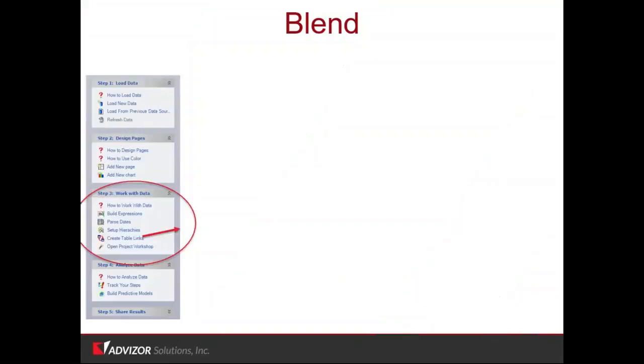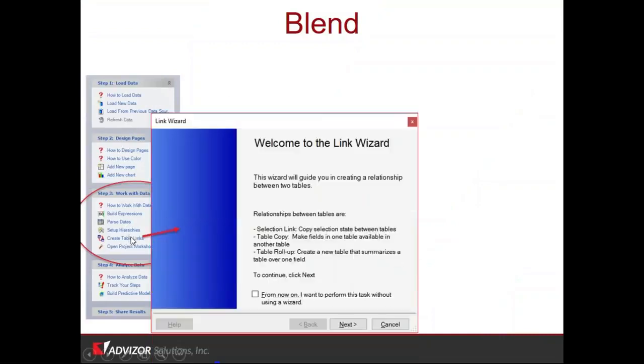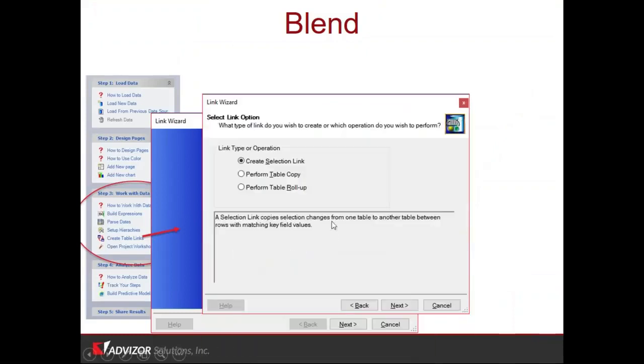But in our world, to connect the tables together, you click on something called cross-table links. So now we're blending. You get a wizard. There's a bunch of tools that do something like this. We kind of think we do it really well. You get a link wizard. You click next. It asks you what table, what kind of link do you want to create.